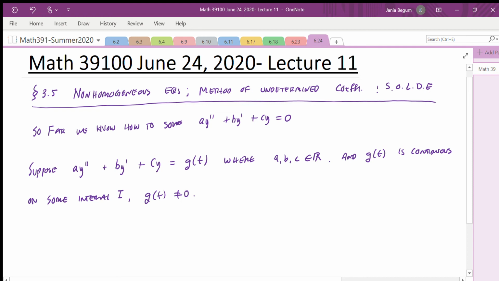We know how to find solutions for that. What if it's not 0? What if it's some random function? Can we still seek to find the solution to this? And the answer is yes.